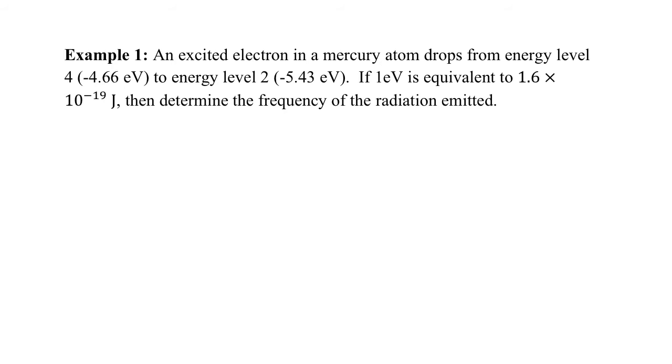But that's why it's at the poles, yeah. So let's take a look at this example first. We'll start with an example where we're talking about mercury. An excited electron in mercury, it's real excited, drops from energy level 4 to energy level 2. If one electron volt is given a certain value, we'll talk about that in a minute, then let's go ahead and determine the frequency of the radiation.